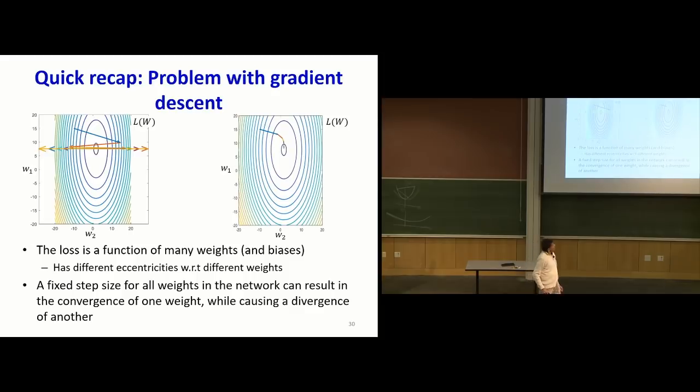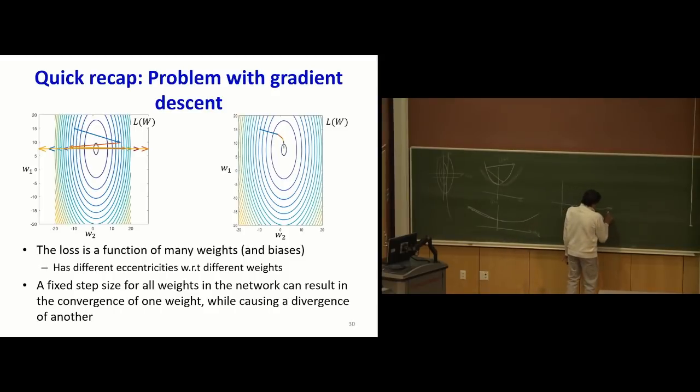Now, what happens when we actually use gradient descent for a neural network? How many weights, how many biases do we have? We can have hundreds of thousands, millions of biases, millions of weights. So if you actually plotted the loss function for each of these, these would be all the various weights in your network, W1, W2, W3, and so on. And each of them is going to have a different shape of the loss function.